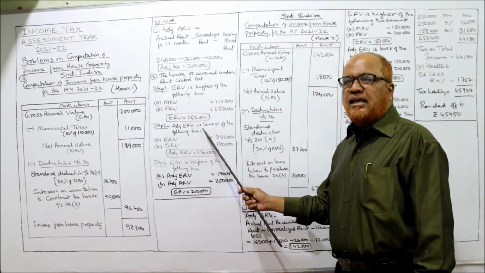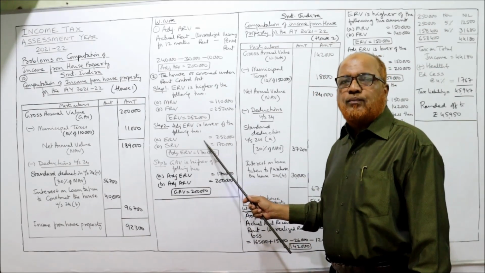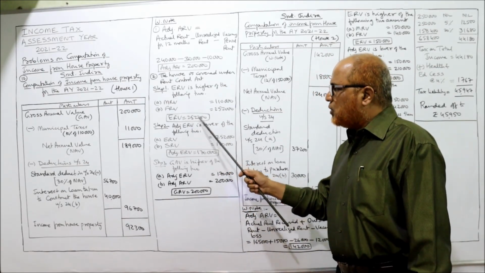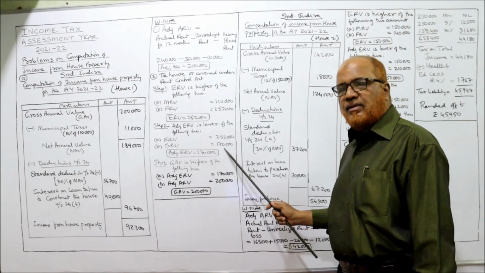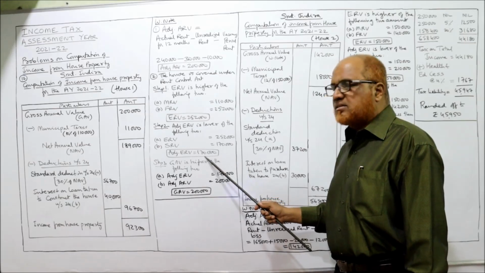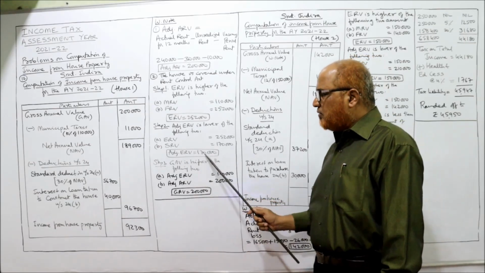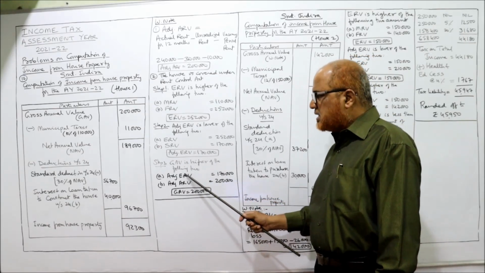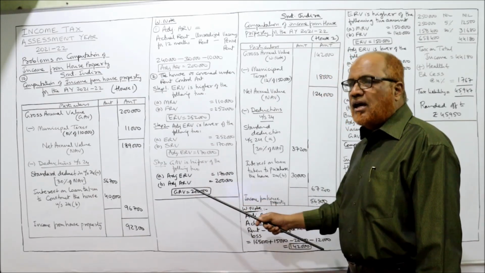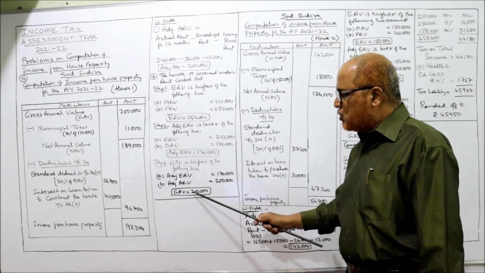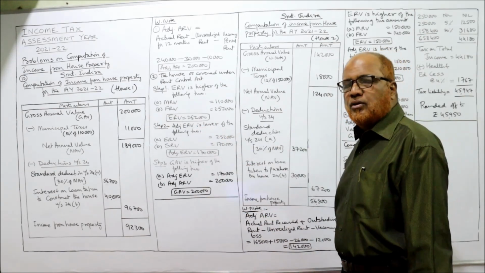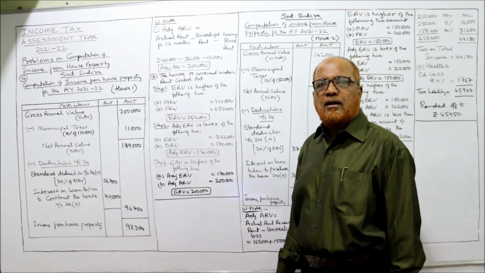Then adjusted ERV is the least of the following two. Actual ERV we got 2,52,000. SRV, standard rental value, 1,70,000. The least is 1,70,000. Now GAV is the higher of the following two: adjusted ERV 1,70,000 and adjusted ARV 2 lakh. So whichever is higher, the GAV is 2 lakh rupees. Gross annual value 2 lakh.